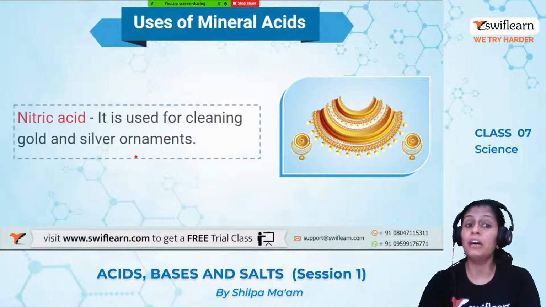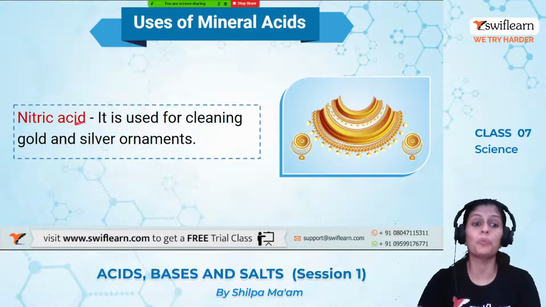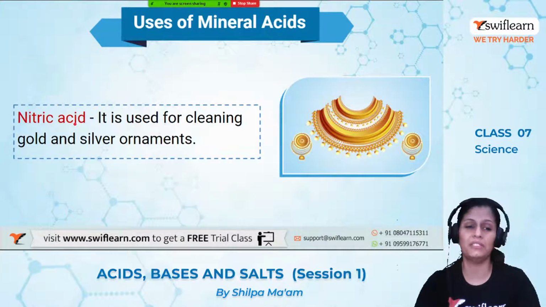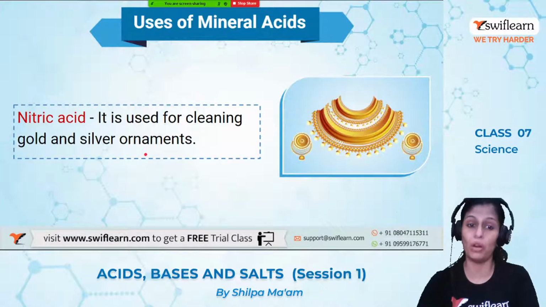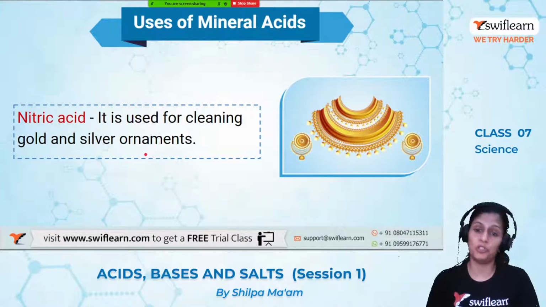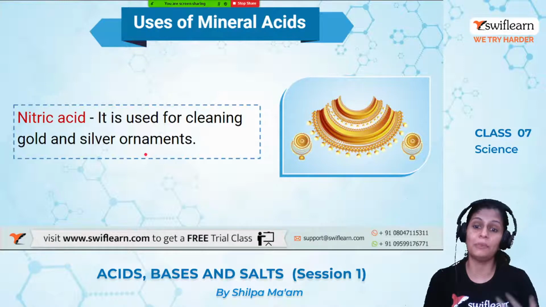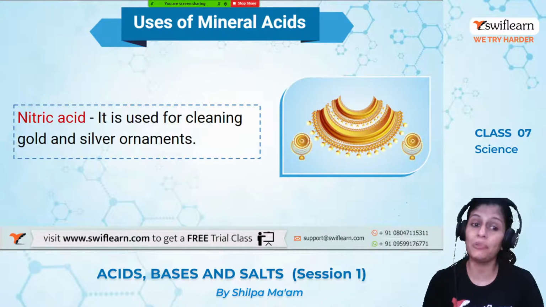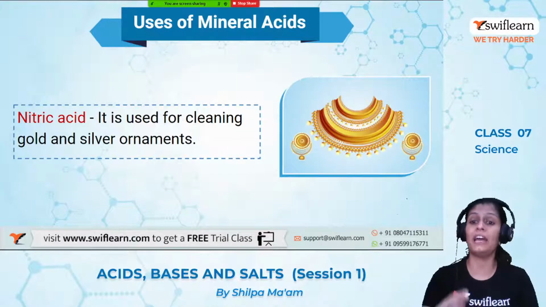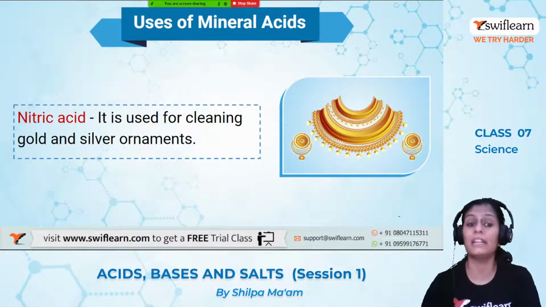Now, one more acid is there, mineral acid, that is nitric acid. So what for is nitric acid used? It is very important because it is used for cleaning gold and silver ornaments because they are very precious. You cannot use any acid because it will spoil the luster of the ornament. So we use nitric acid because it is very safe and it is used to clean the gold and silver ornaments.